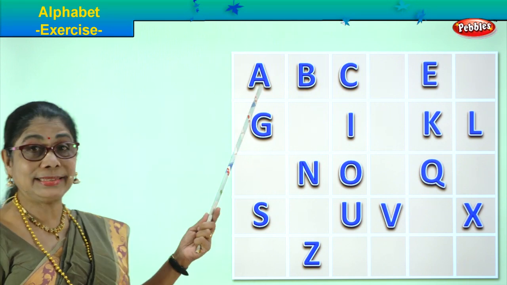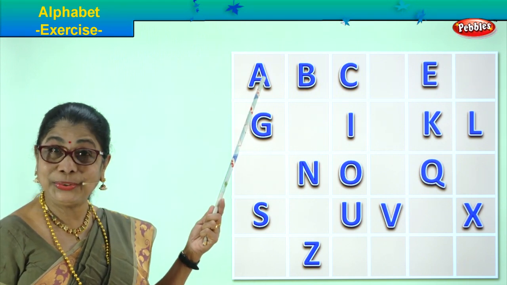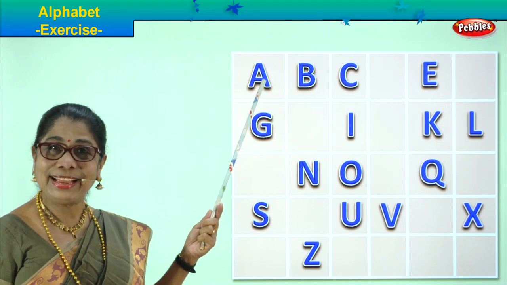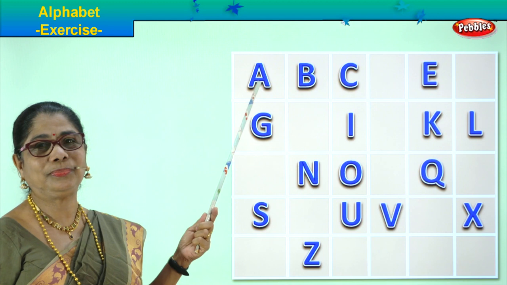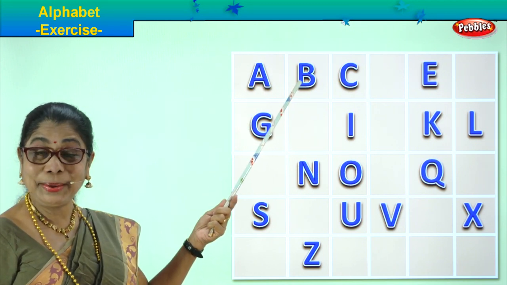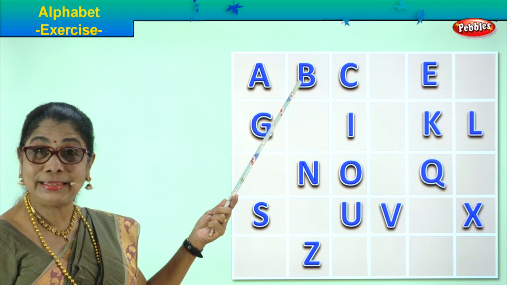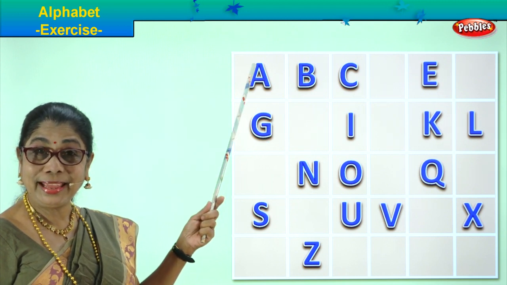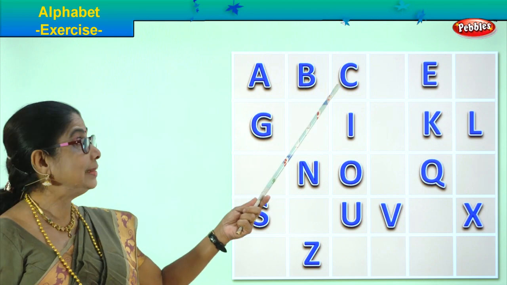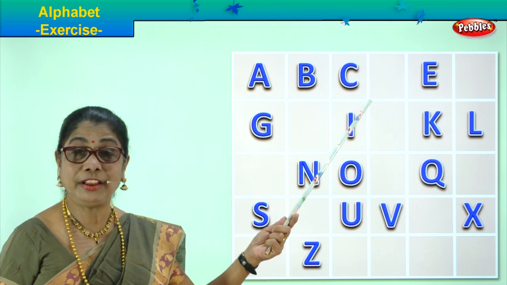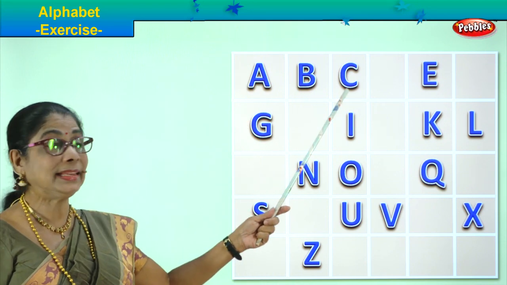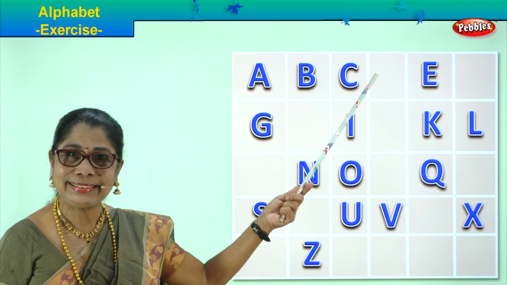What letter is this? A. Good. Letter A. Sound? A. Very good. Good. Letter B. B. Very good. A. A. B. B. C. C. Very good. Now, letter A, B, C. What will be the next letter?